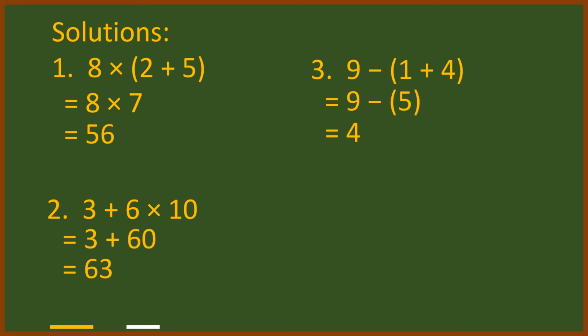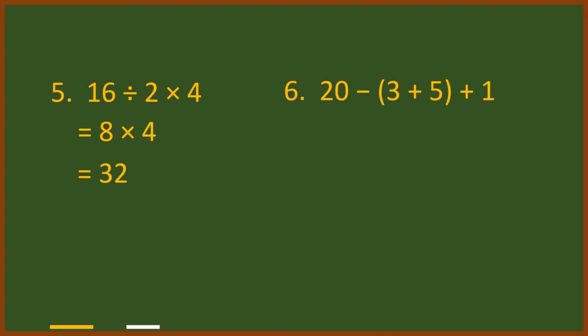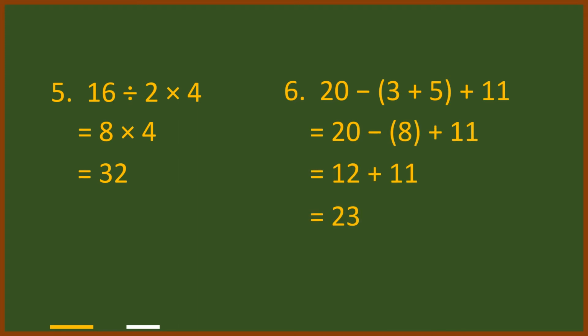Number 4, 15 minus 7 plus 9. It's equal to 8 plus 9, which is 17. Number 5, 16 divided by 2 times 4. It's equal to 8 times 4, which is 32. Number 6, 20 minus the quantity of 3 plus 5 plus 11. It's equal to 20 minus 8 plus 11. 12 plus 11 is equal to 23.